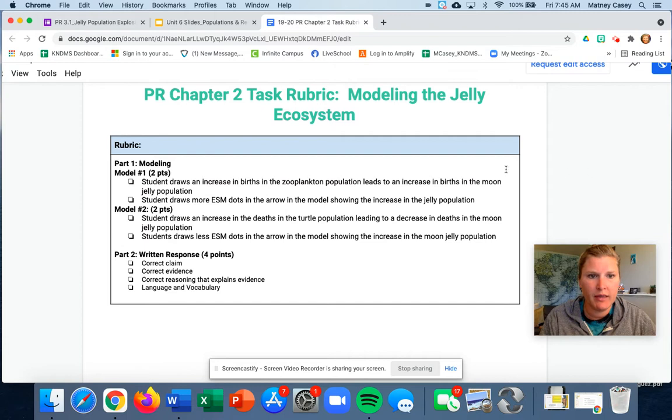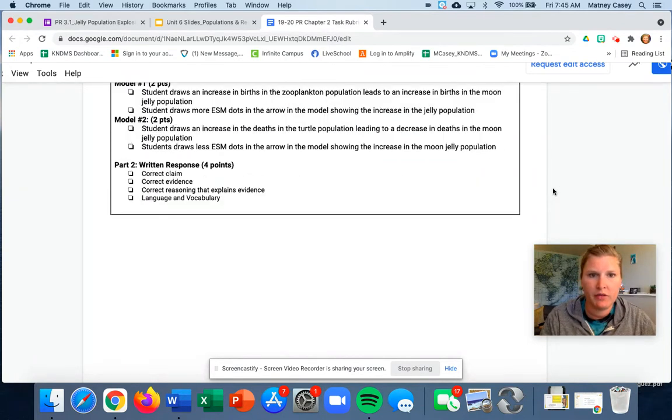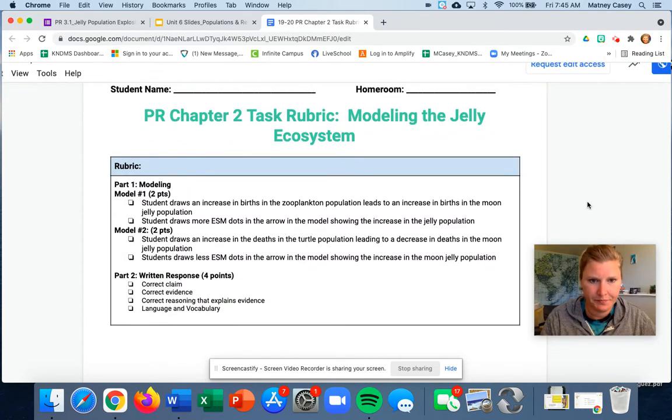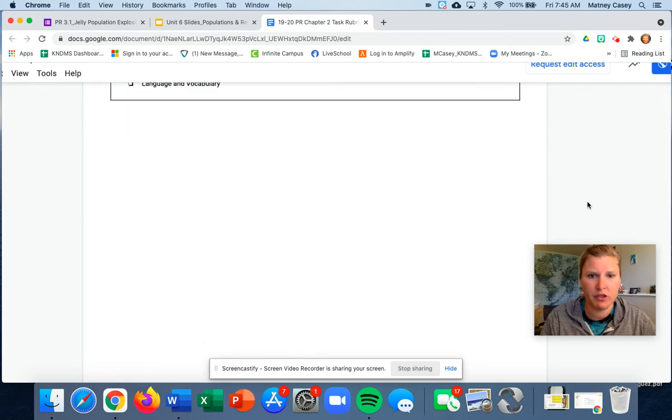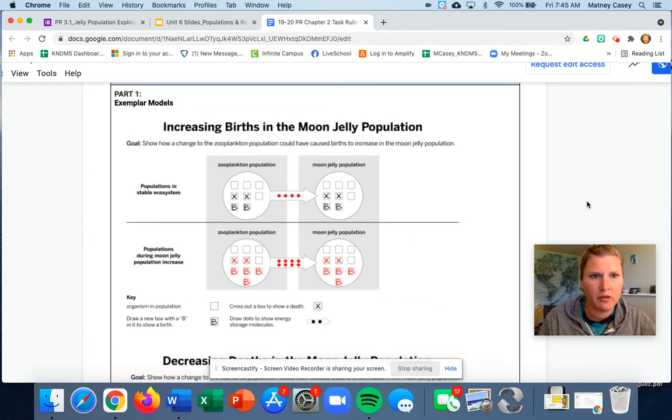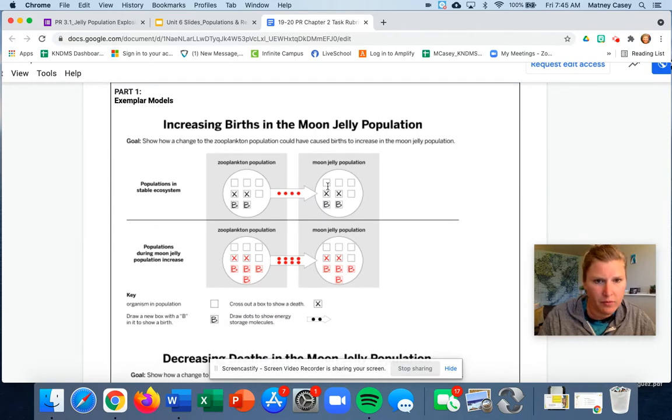Model 1 was showing that you should have showed an increase in births in the zooplankton population, leading to an increase in births in the moon jelly population. And then you needed to draw those, ESM stands for energy storage molecules, and the arrow, and I'll show you what that looks like. So this is what I think the energy storage molecules honestly was kind of the part for Model 1 that confused us.